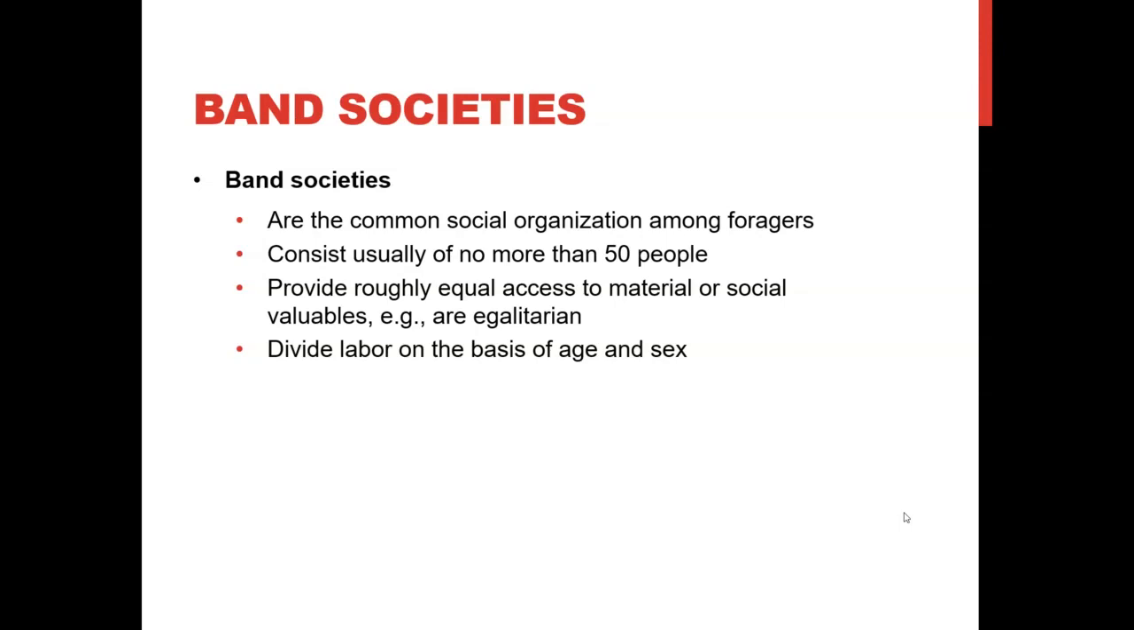What's interesting about this though is that we provide equal access to material social valuables. So there's 30 of us. If we catch 30 fish, for example, each person gets a fish. Whether or not they went fishing, whether or not they did anything, every person gets a fish. Okay. And at this point, we divide labor on how old you are and whether you're a male or female.